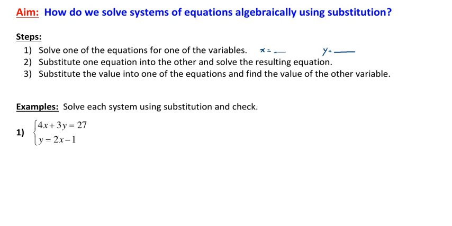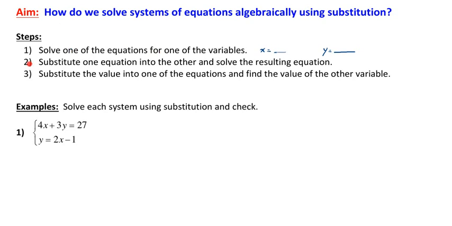If we notice here in number 1, the second equation is already solved for y. So this is step number 1. We don't need to do it here for the first system because we already have one of the equations solved for one of the variables. The second equation is solved for y. You want to have something like this, definitely. So if you don't have this, then you need to do this step. In this case, we do not need to do it.